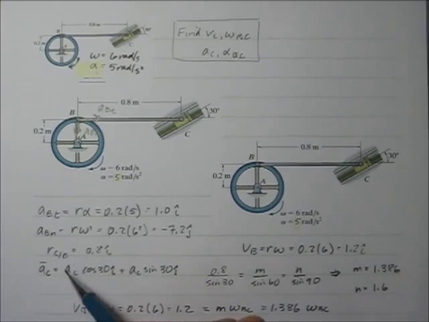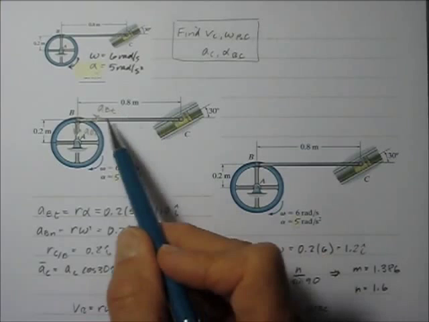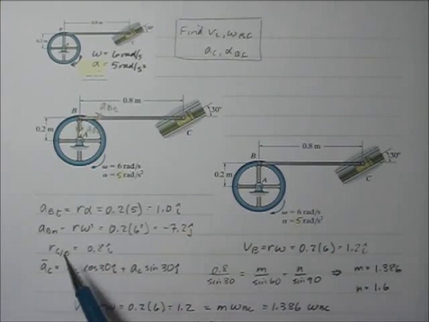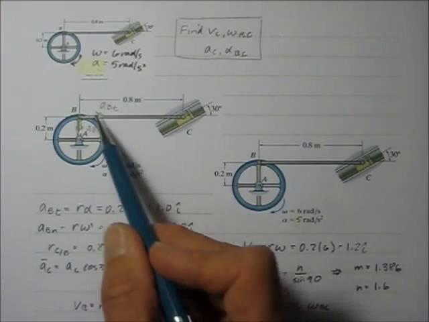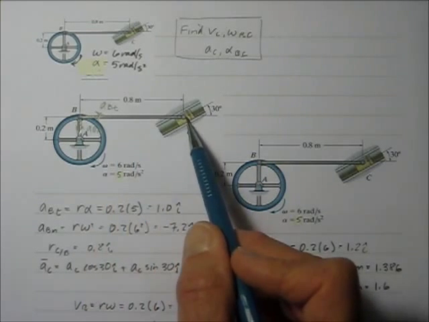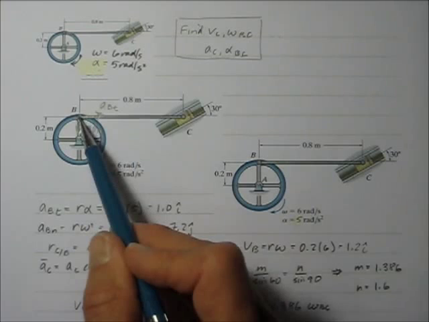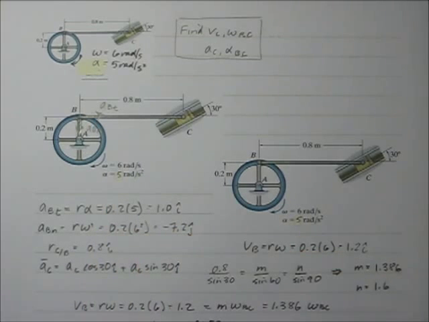We know that there's a relative distance between C and B, and so I'm going to say that the relative position of C with respect to B is 0.8 in the I direction. So if I'm standing on B, where's C? It's going to be positive 0.8 in the I direction.